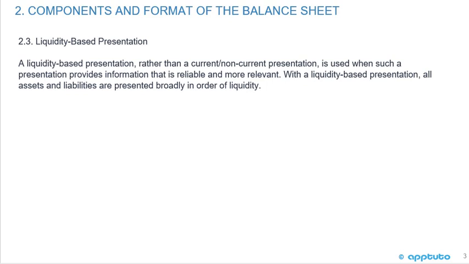So the CFA Level 1 text has an example of a Chinese bank, and they show you that all the assets are not classified as current or non-current, they're just listed in order with regards to liquidity. And that's the last slide for this LOS.